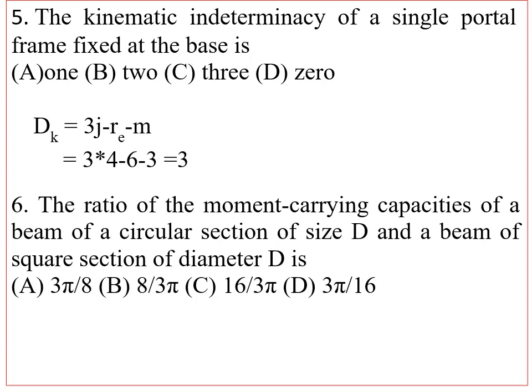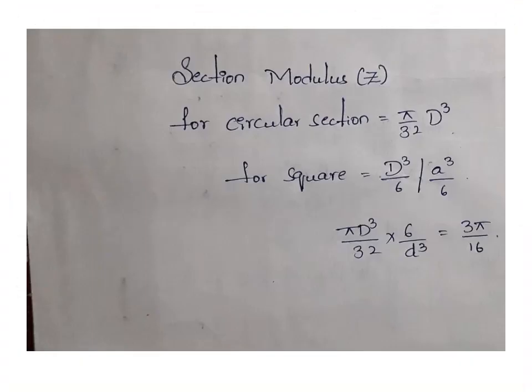Sixth question: the ratio of the moment carrying capacities of a beam of a circular section of diameter d and a beam of square section of side d is? Here is the solution. Section modulus for a circular section is pi by 32 d cube and for a square is d cube by 6. By dividing both, we get the answer 3 pi by 16.